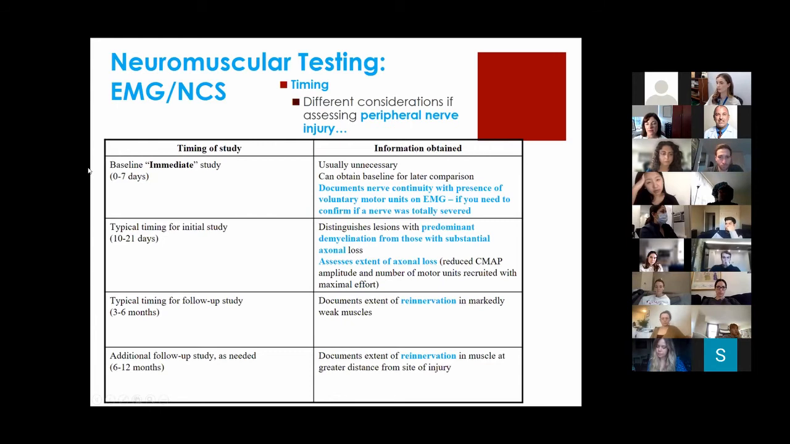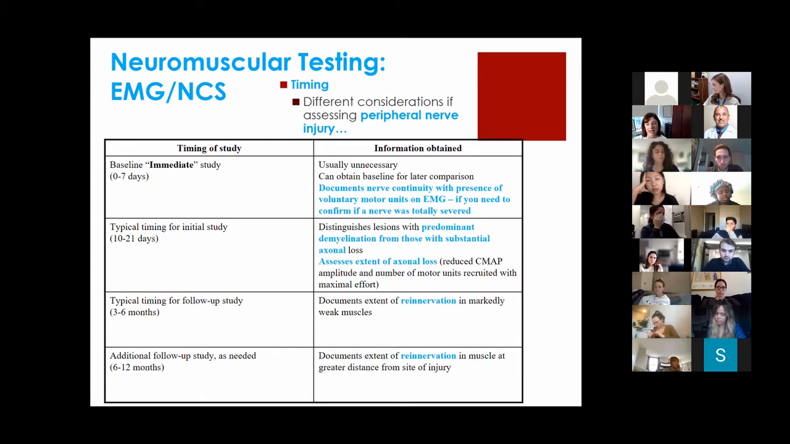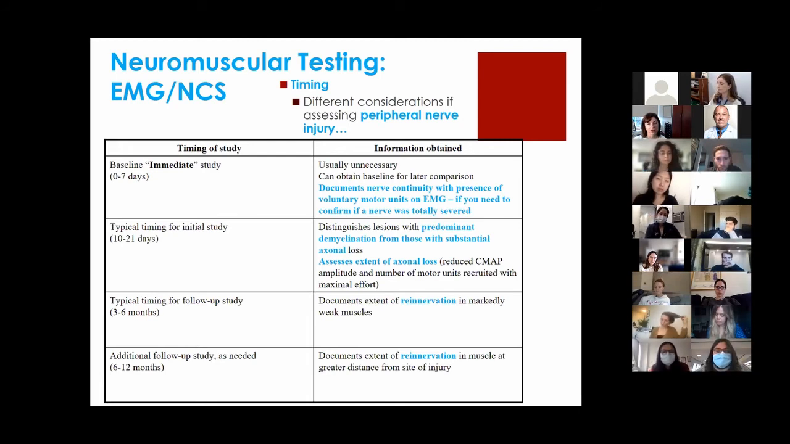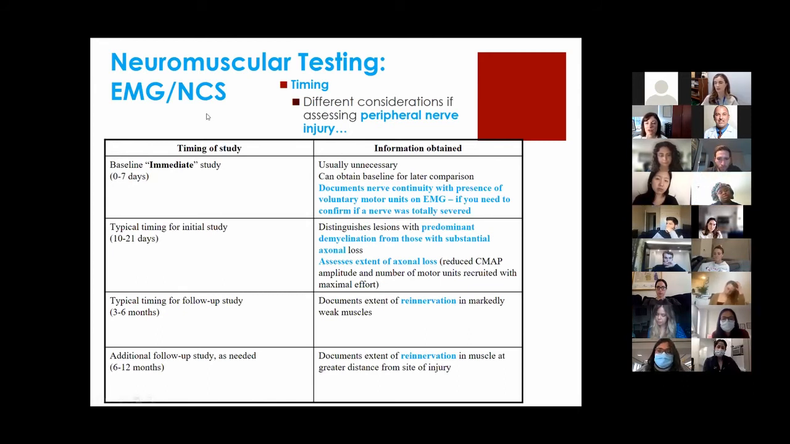In the case of a neuromuscular injury specifically, usually we don't do an immediate test. Occasionally, there could be a role for an immediate test if you need to rule out if a nerve has been completely severed, although usually it's obvious clinically if you think that may be the case, and in some trauma patients, they may be having exploratory surgery anyway. So this is something that usually doesn't come up.